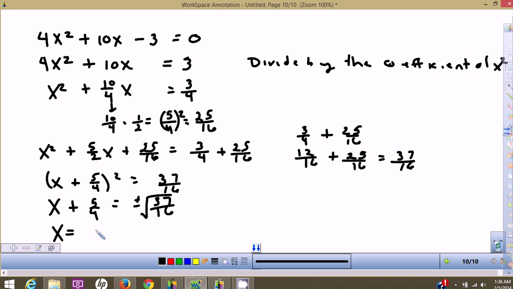x is equal to negative 5 over 4 plus or minus. Now, when you take the square root of a fraction, you can take the square root of the numerator and the denominator separately. You never want to leave a radical in the denominator. So we need to take the square root of this 16. The square root of 16 is 4. The square root of 37 doesn't simplify, so we're just going to leave it as the square root of 37. And there are my solutions. x is equal to negative 5 over 4 plus the square root of 37 over 4, and x is equal to negative 5 over 4 minus the square root of 37 over 4. The process of completing the square.